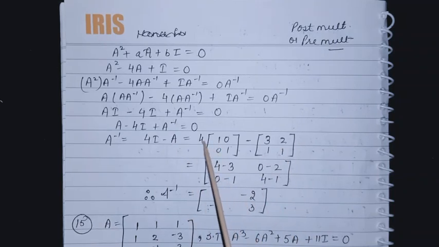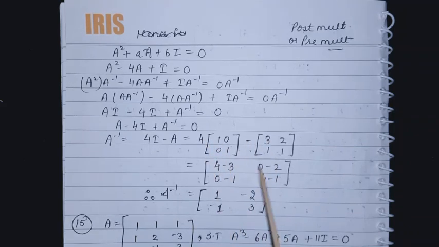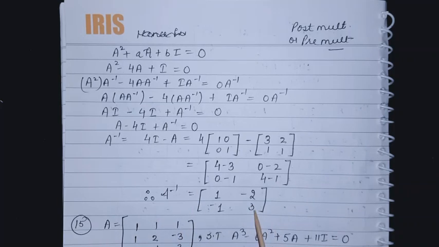Let's calculate it. 4 into 1 is 4 minus 3. Next element will be 4 into 0, which is 0, minus 2. 4 into 0 is 0, minus 1. And then 4 into 1 is 4 minus 1. So you will get 4 minus 3, which is 1, minus 1. Here you will get minus 2, and here you will get 3. So A inverse is nothing but this.